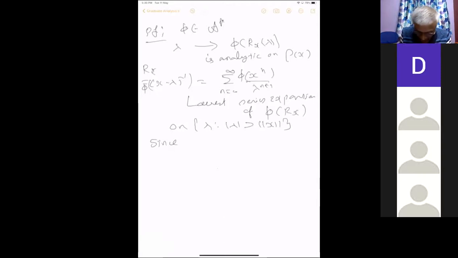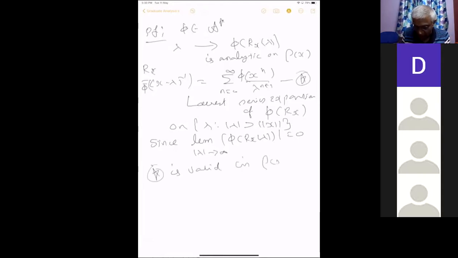Since the limit, as mod lambda goes to infinity, of phi of R_x of lambda, the mod of this, is equal to 0, the limit exists at infinity. So the above Laurent series, the star, is valid in the whole of rho of x.